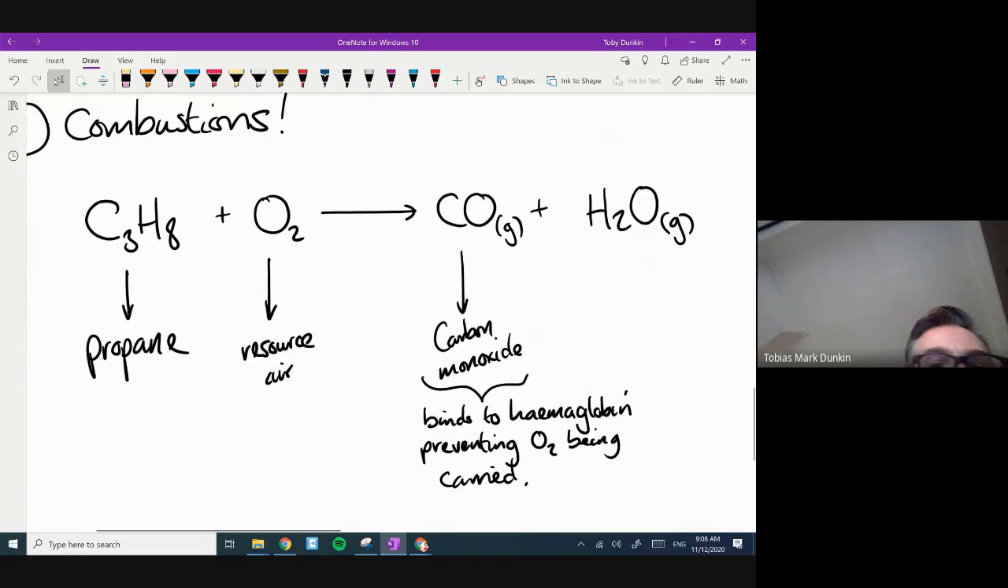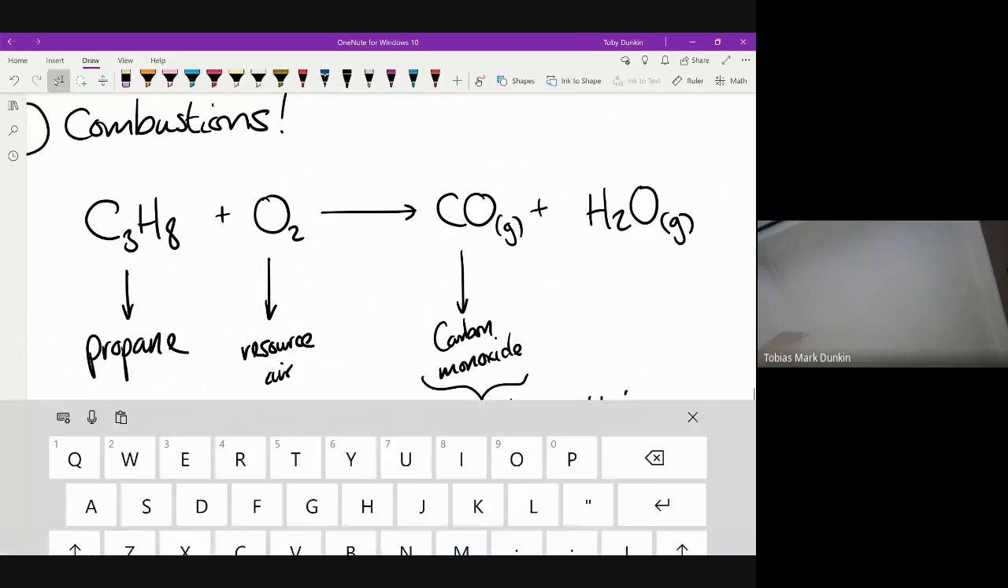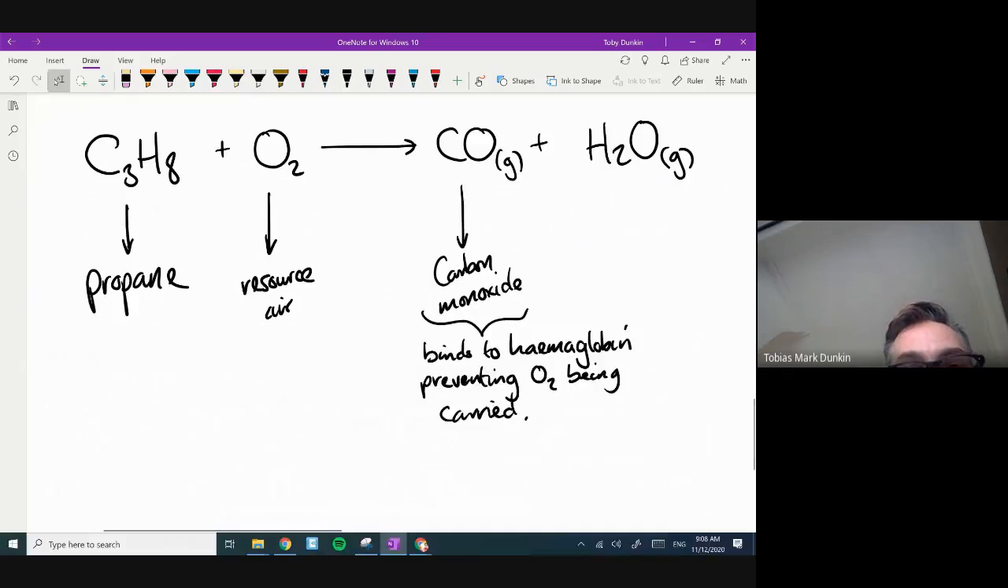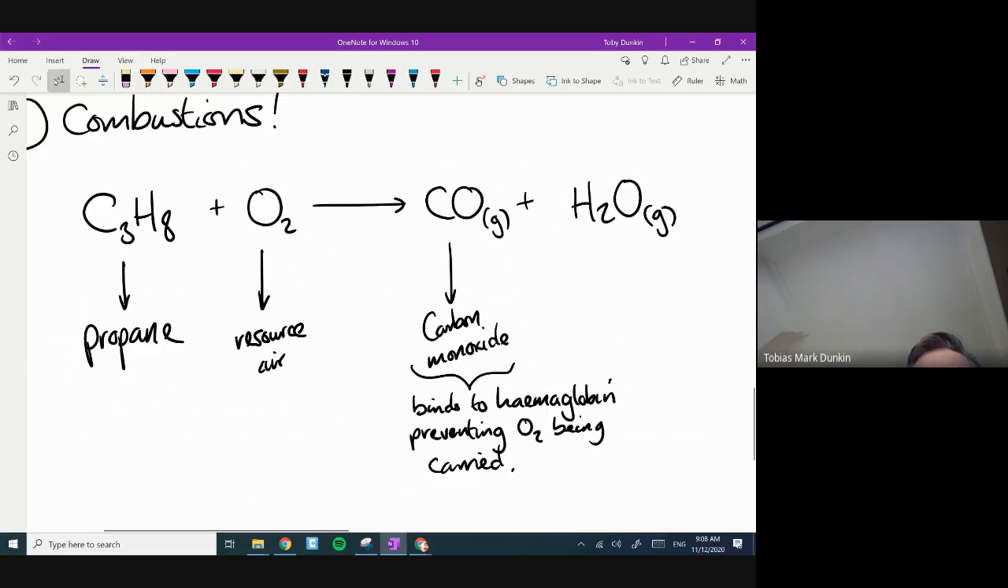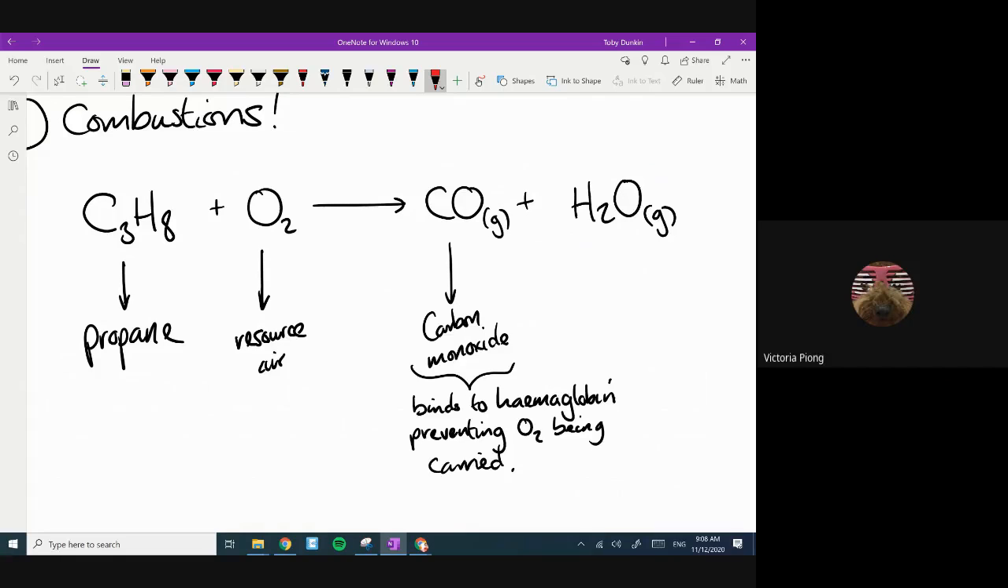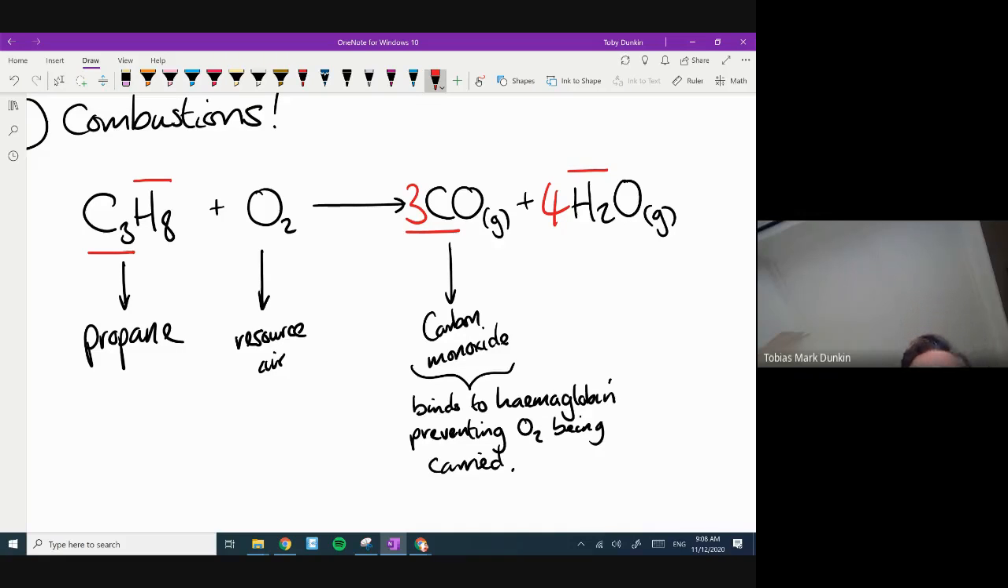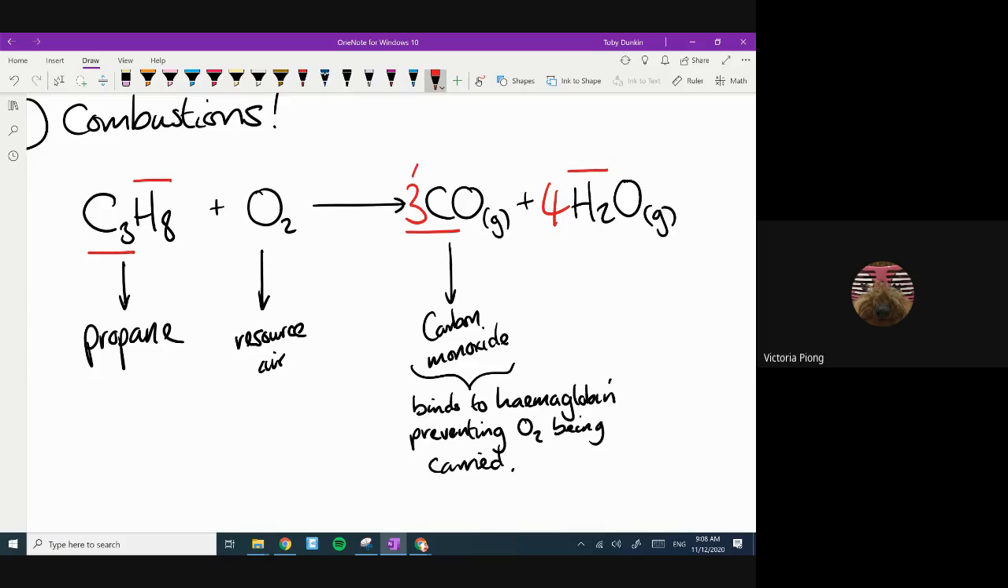We can balance that now. So I'm going to ask Vic, can you balance it for me, please? Can you talk me through it aloud as well? You put the 3 on the carbon on the right, the product side. And then you have to get 8 hydrogens, so you put a 4 on the H2O. And that means you have 7 on the other side, which means 3.5, but you can't do that, so you double everything up.